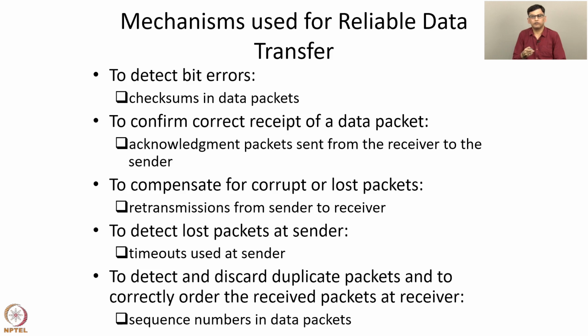And if a receiver receives duplicate packets, then it can discard the duplicate copy and retain only one copy of each packet. Duplicate packets are sent sometimes because the sender thinks that a packet has been lost, but actually the acknowledgement has only been delayed. The packet has not been lost. Such duplicate packets can be eliminated also using sequence numbers.